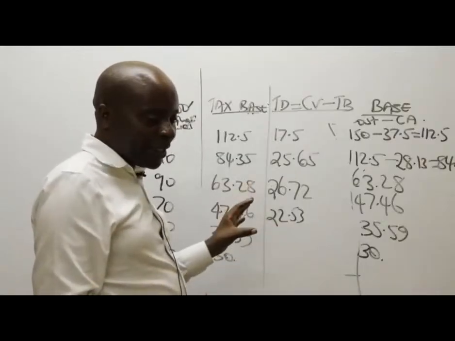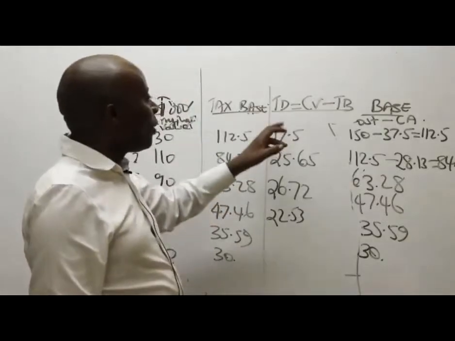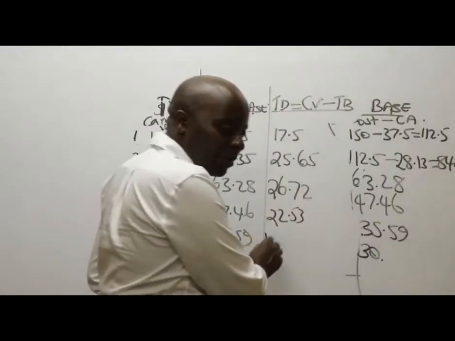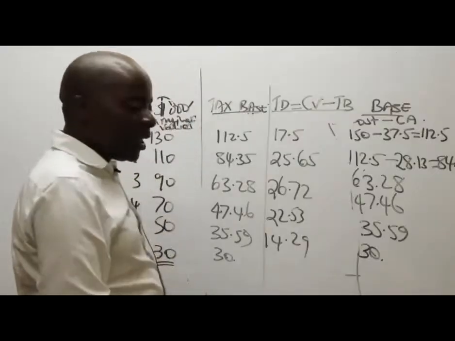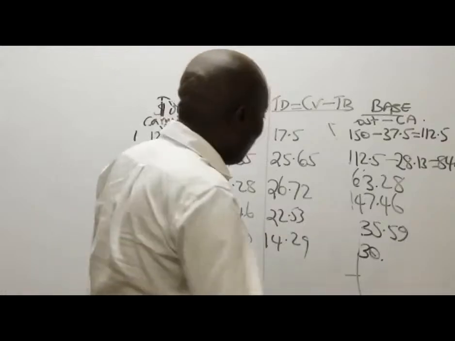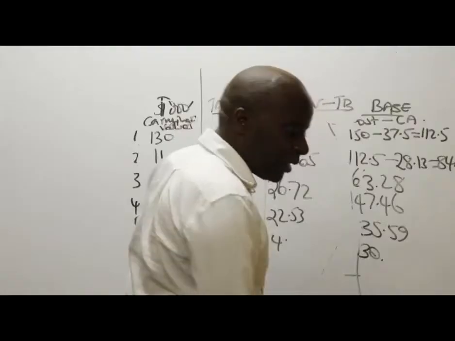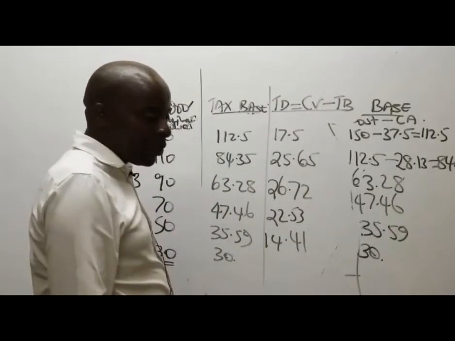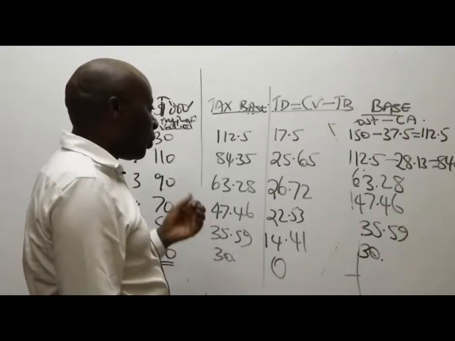We will not fight about that. TD stands for what? A temporary difference. Mary Kimani said it is 14.29. They have come out very different. Is it 14.29 or 14.41? Aha, 14.41. And then the very last one, ladies and gentlemen, becomes what here? Becomes 0.